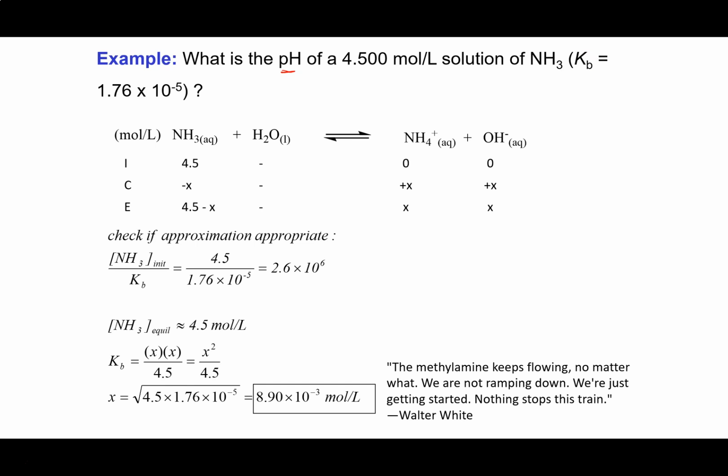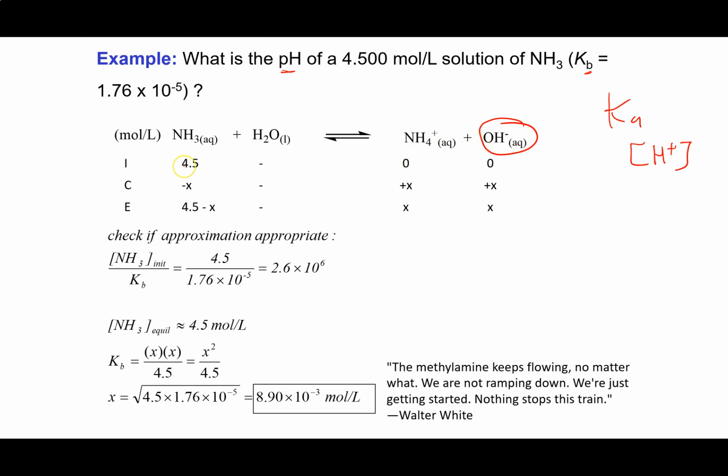So I'm going to set up a Kb ice table. We have to remember that when we set up a Kb ice table, hydroxide ion is our product. When we set up a Ka ice table, our product is going to be H+. So you've got to be a little bit careful there. So ammonia reacts with the liquid water. We're not going to include any terms for the liquid water in our ice table because they're not needed, to form ammonium ion and hydroxide ion.